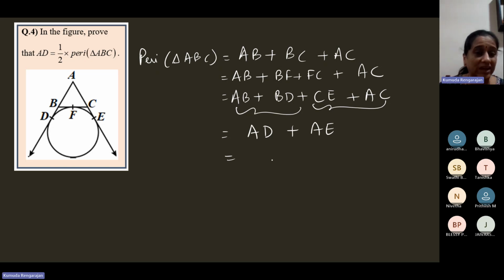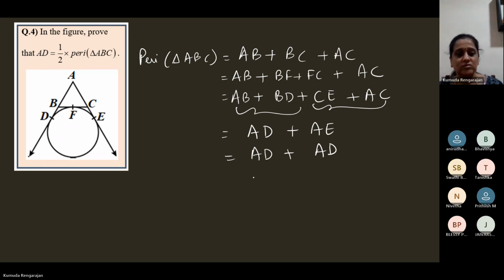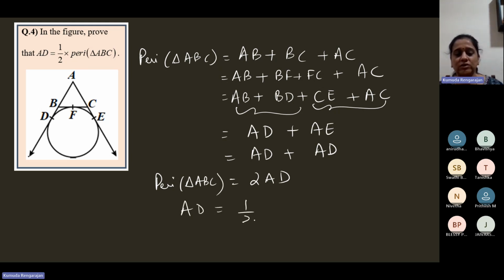And in the result, what do you have? AD plus AE is AD plus AD, so we have twice AD. So perimeter of triangle ABC is equal to twice AD. So AD is equal to half into perimeter of triangle ABC, because 2 by 1 becomes 1 by 2 on the other side. That's all.